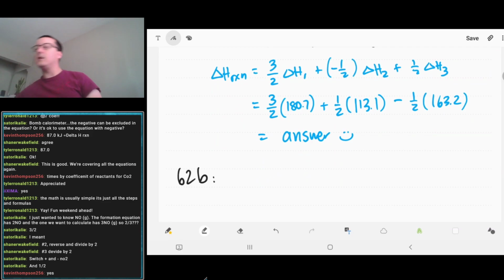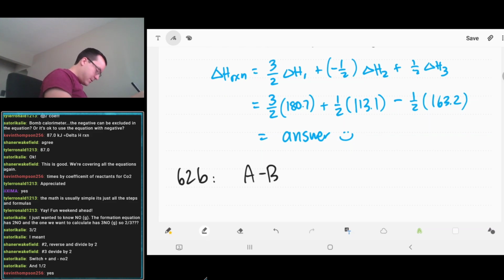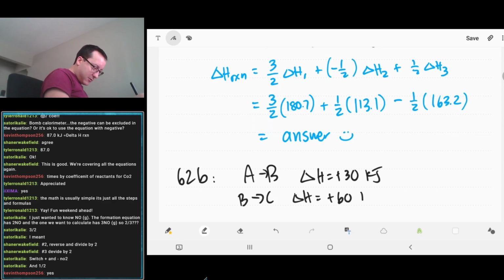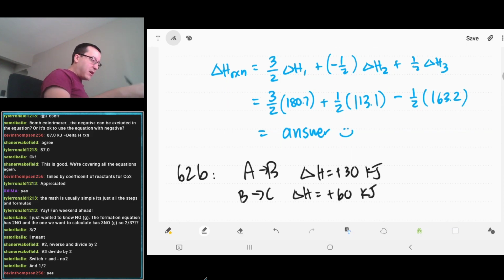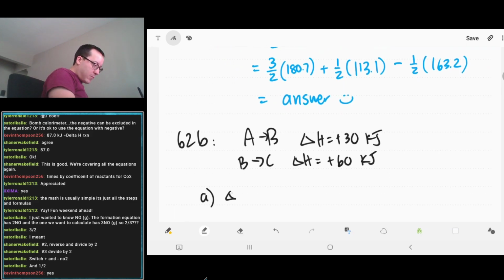So 62B is saying we have 2 reactions. Oh gosh, enthalpy diagram. Okay. Yikes. I assigned this one to you guys, really? Oh well. We can do it. So we're given A to B is delta H equals plus 30. B to C, delta H equals plus 60 kilojoules. Part A had us calculate for A to C, which would be 90, right? You just add them together.